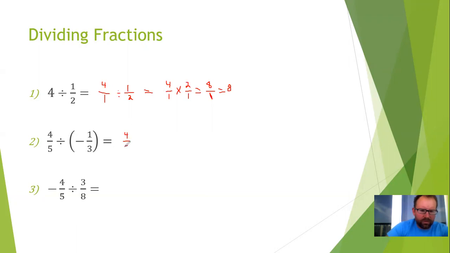Fives are really hard to do. 4/5. Turn the division sign into a multiplication sign. Then times, and then flip the second fraction. The negative stays the same, but you flip it over. -3 over 1. And then 4 times -3 is going to be -12. And 5 times 1 is just 5.